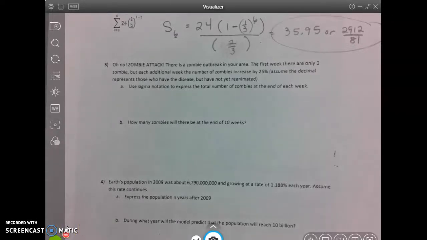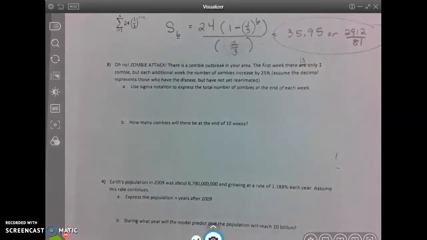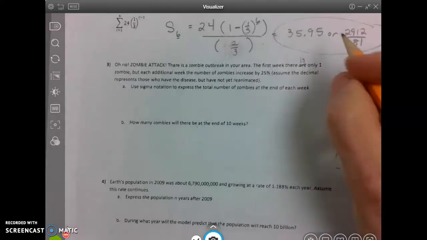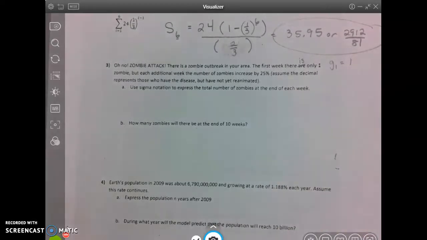All right, so this is the continuation of 8.5 geometric series. Oh no, zombie attack. There is a zombie outbreak in your area. The first week there is only one zombie. So that would be the first term, G sub 1 is 1. But each additional week, the number of zombies increases by 25%.